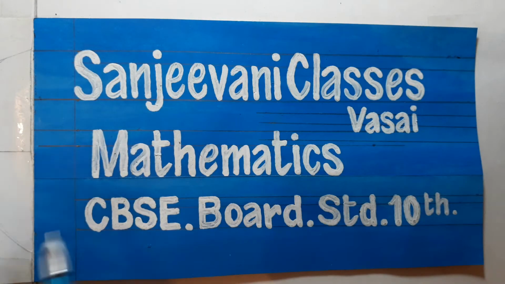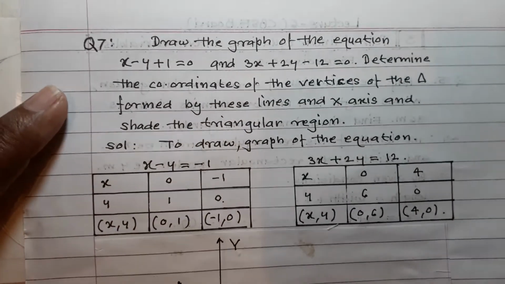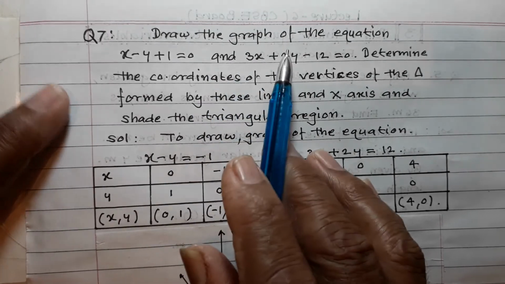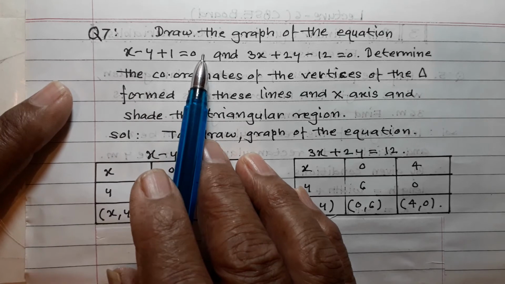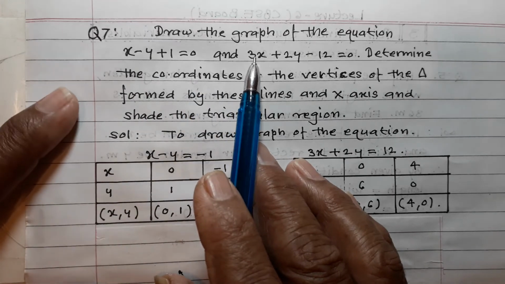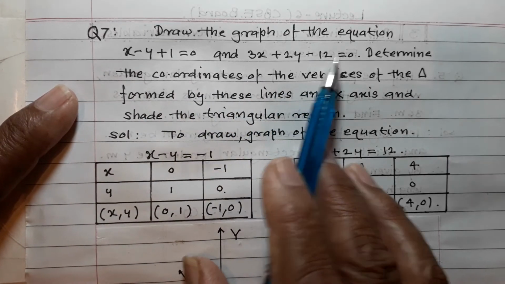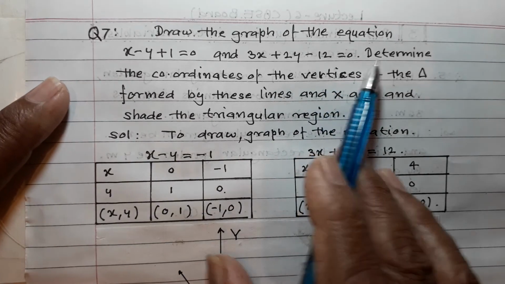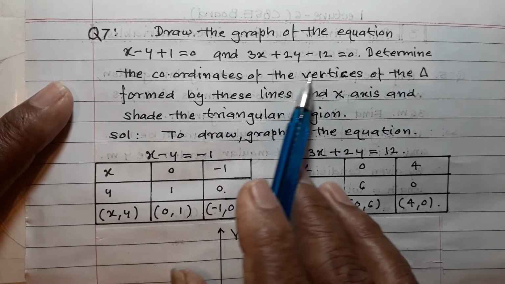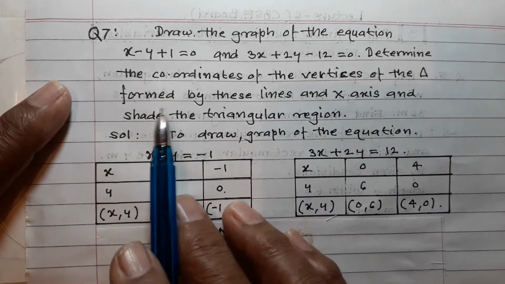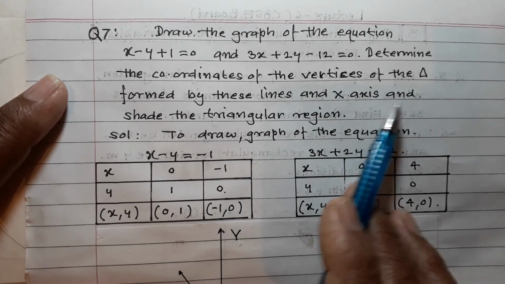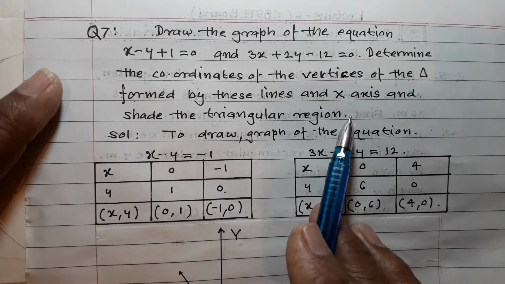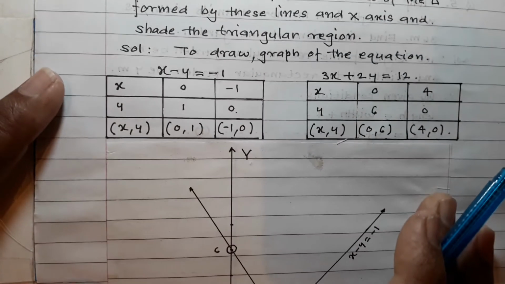Question number 7. Try to understand. Okay. Draw the graph of the equations x minus y plus 1 is equal to 0 and 3x plus 2y minus 12 is equal to 0. Determine the coordinate of the vertices of the triangle formed by these lines and x-axis and shade the triangular region. Okay. Try to understand solution.